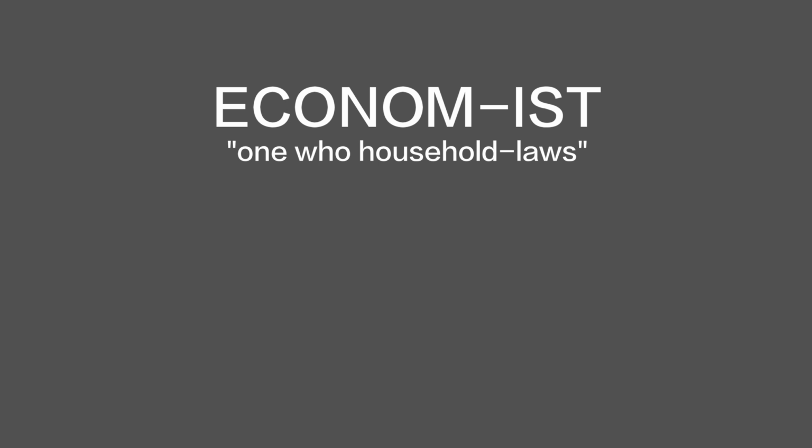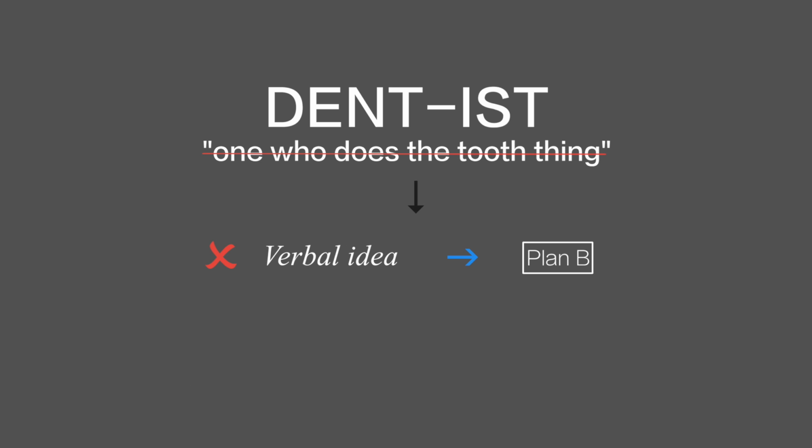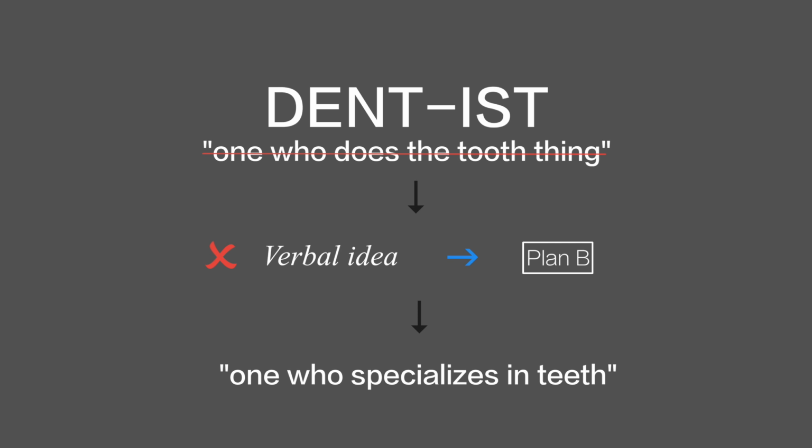An economist is not one who household laws, but rather, by means of Plan B, one who specializes in household law. And finally, the word dentist has no verbal idea in it, so it means one who specializes in X, which here equals teeth.